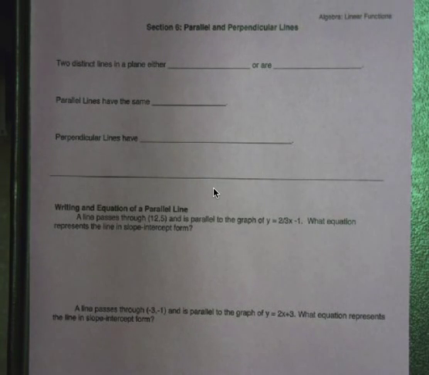Hello, algebra students. Section 6 of the slope unit is about parallel and perpendicular lines. We've talked a little bit about parallel lines already, and we're going to extend that a little bit and also look at perpendicular lines. So a few things to note.